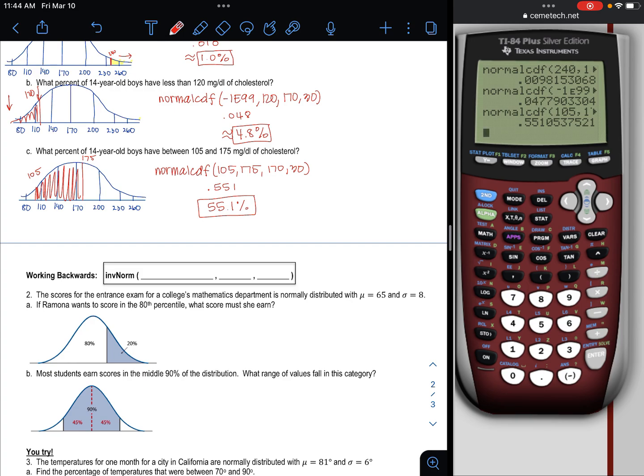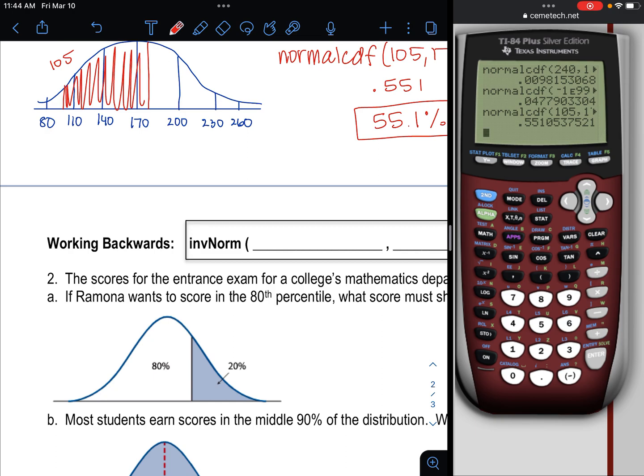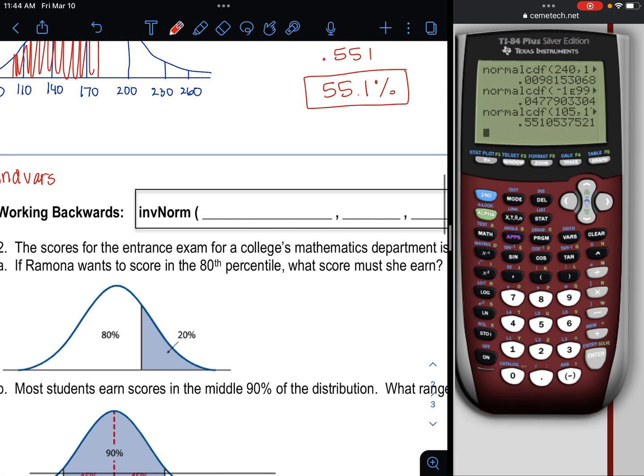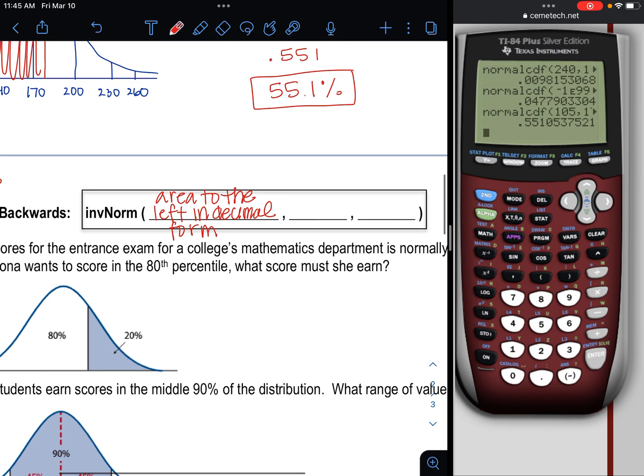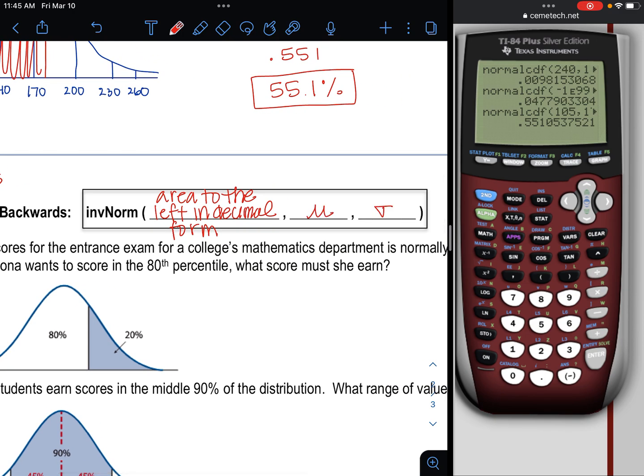So you're going to do this when you're looking for a value, okay? We're working backwards. We're still going to do second vars to get here, and then we're going to choose inverse norm, okay? For inverse norm, you're going to need 3 numbers. The first number is the area to the left in decimal form. If it's 80%, you want to put 0.8. Comma, mu, comma, standard deviation.